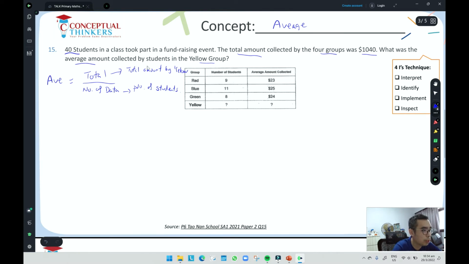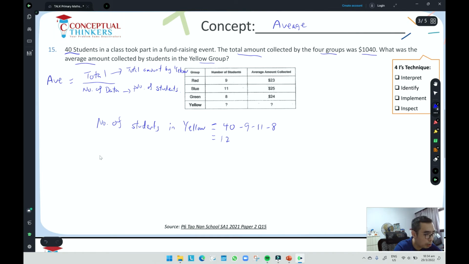And next we also need to get the number of students here. Now since we know that the total number of students is 40, we can do a calculation for this. So let's calculate the number of students first. The number of students in yellow will be equal to 40 minus away 9 minus away 11 minus away 8. Now this is a paper 2 question, so we can use our calculator to calculate this, and we get 12.